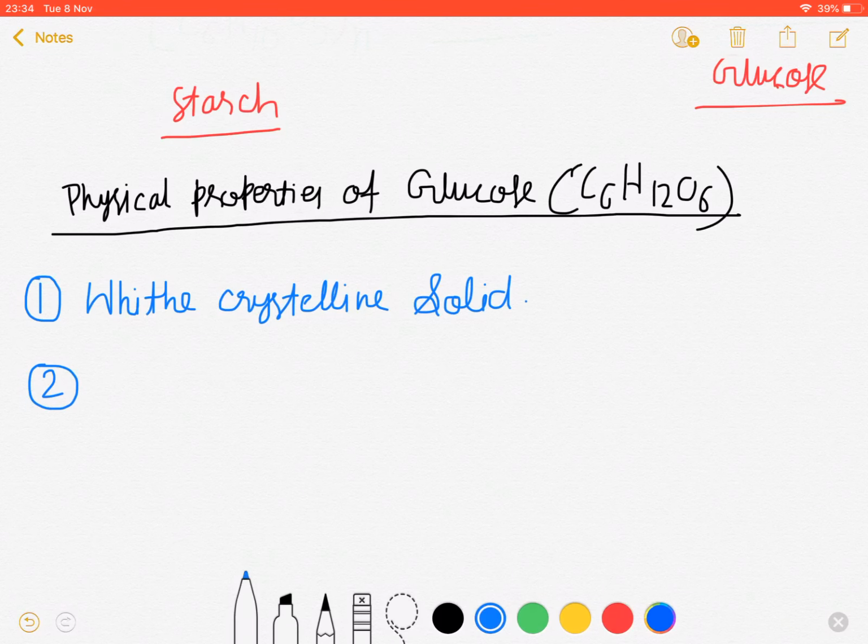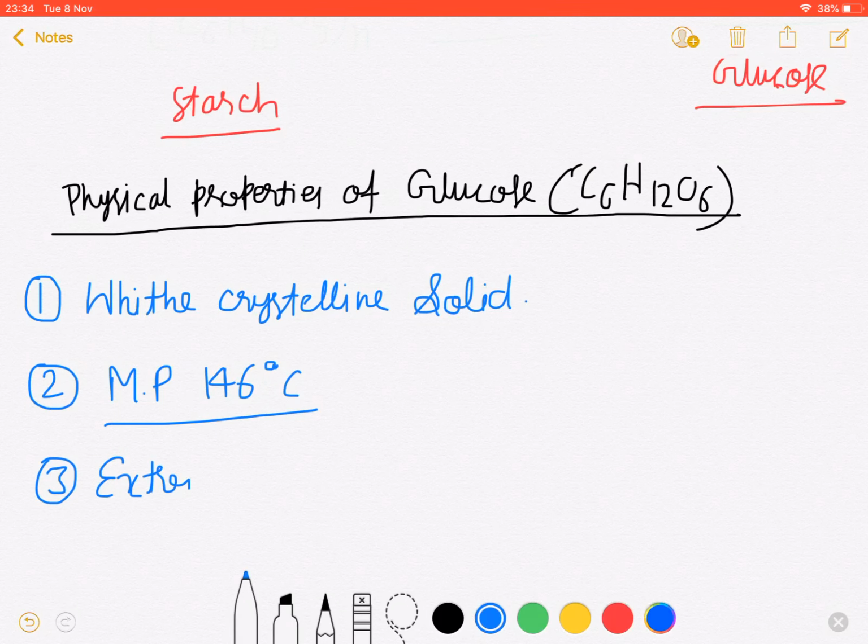Number two, the melting point is going to be 146 degrees Celsius. That means if you try to melt glucose, you'll have to heat it up, and when the temperature reaches 146 degrees Celsius, glucose is going to get converted into the liquid form. Number three physical property is that it's extremely soluble in water.